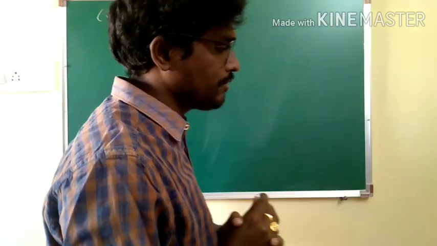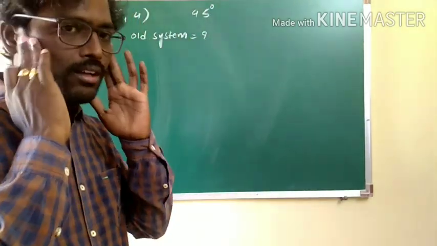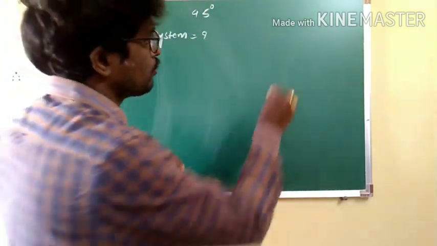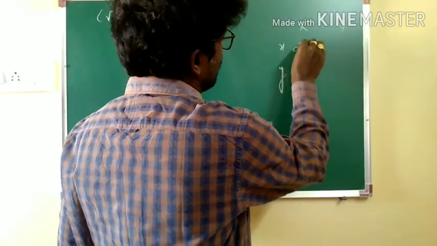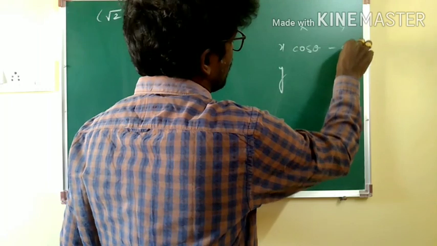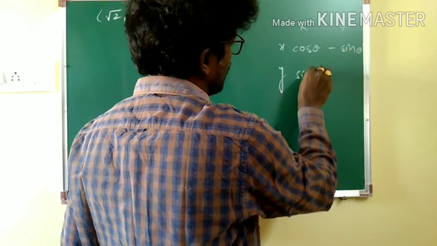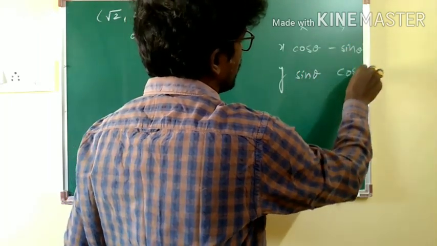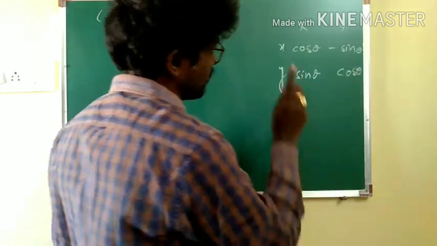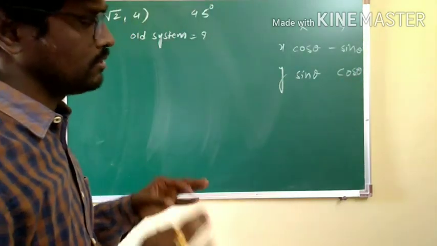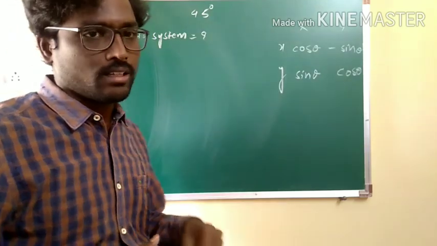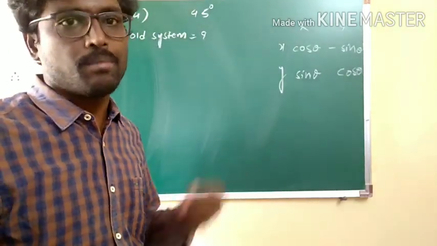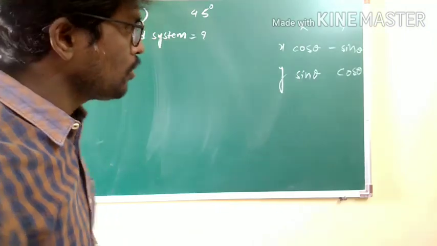See, I suggest everyone to remember the box which I have told you so far. What is that? Cos theta minus sin theta, sin theta and cos theta. I am telling you, be confident, but try to remember this because generally most of the students try to write the equations directly, and I found that many of the students are making errors.